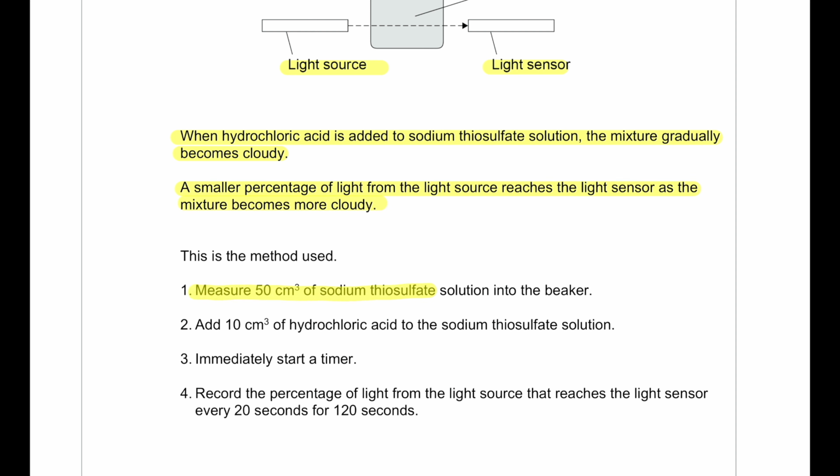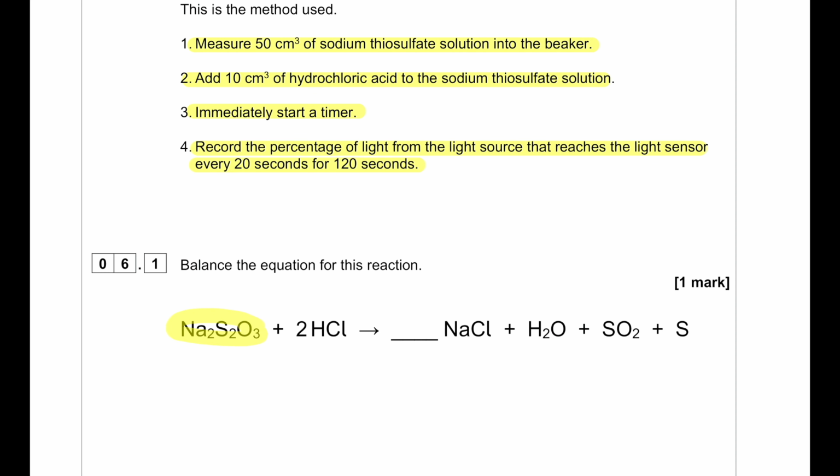Measure 50 cm³ of sodium thiosulfate solution into the beaker. Add 10 cm³ of hydrochloric acid to the sodium thiosulfate solution. Immediately start a timer. Record the percentage of light from the light source that reaches the light sensor every 20 seconds for 120 seconds. When sodium thiosulfate is reacted with hydrochloric acid, it produces sodium chloride, water, sulfur dioxide, and sulfur. It is the sulfur that causes the solution to go cloudy.